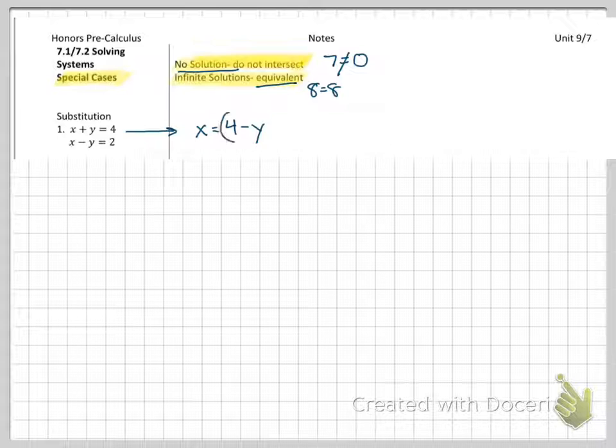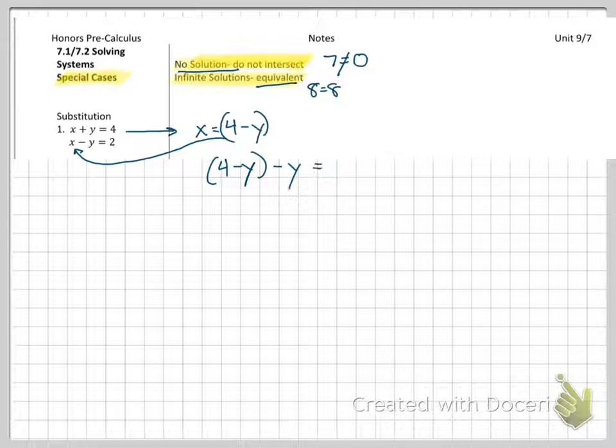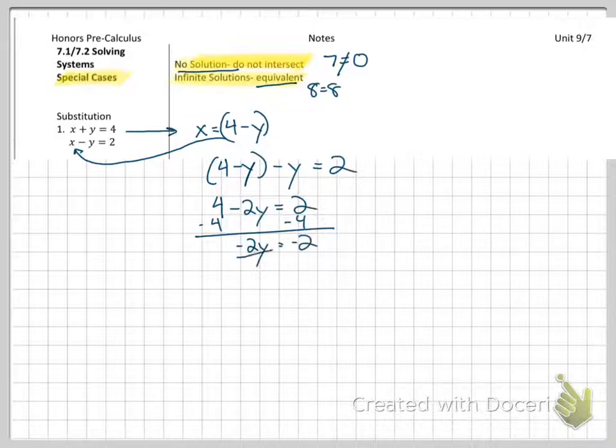Then I'm going to take that and substitute it in for x in the other equation. So instead of an x, I'm going to write 4 minus y. Always use parentheses when you're substituting, just in case there's a negative that's going to make a difference. Then I combine like terms, 4 minus 2y, solve for the one variable. Divide. y equals 1. Once you have one variable, you need to plug it back into either of the two equations up above and find your other one.